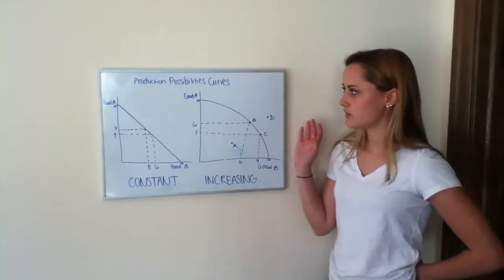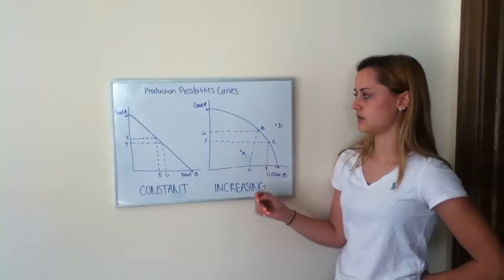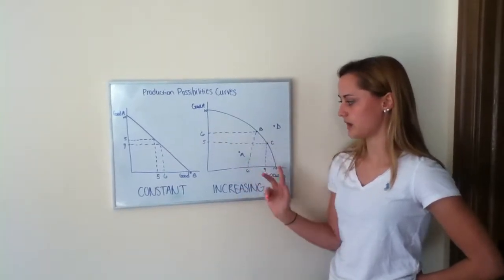So in this version of the production possibilities curve, opportunity cost is increasing. You can tell that because the curve is bowed outwards.